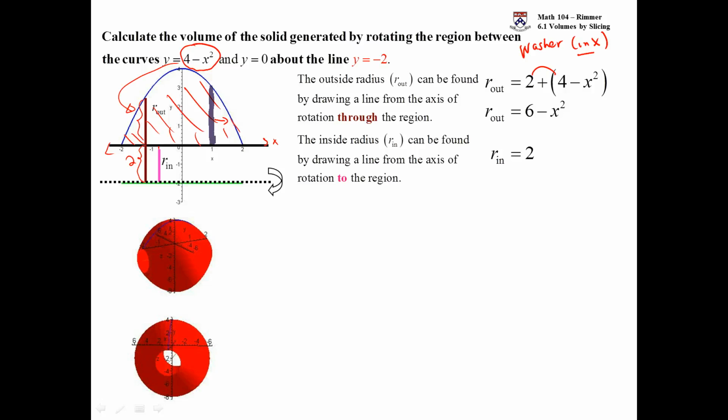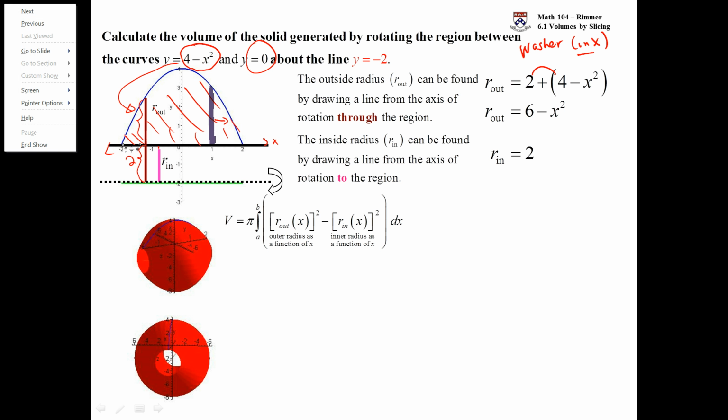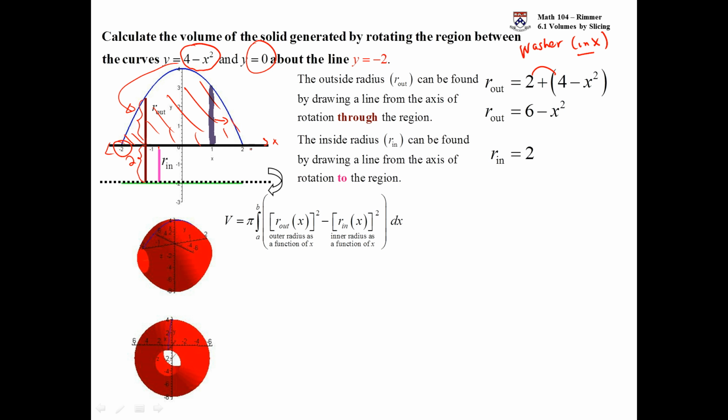And so we set up the washer by taking this outer radius and squaring it, and subtracting from that what we get when we square the inner radius. And that's what we integrate from a to b. The a is the lowest possible x, and the b is the highest possible x. If we didn't know it, we can find it by finding where these two are equal to each other. That's at plus or minus 2. So minus 2 would be the a, and positive 2 would be the b.